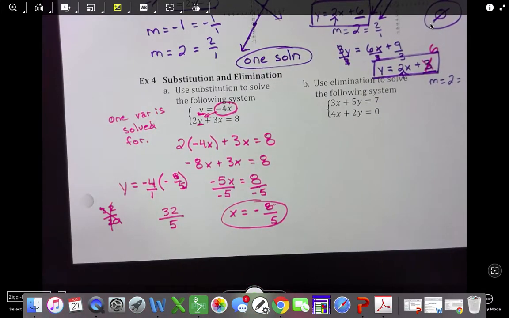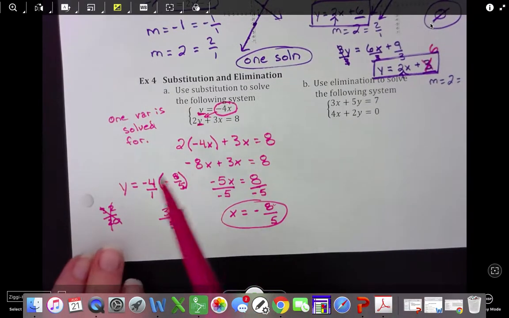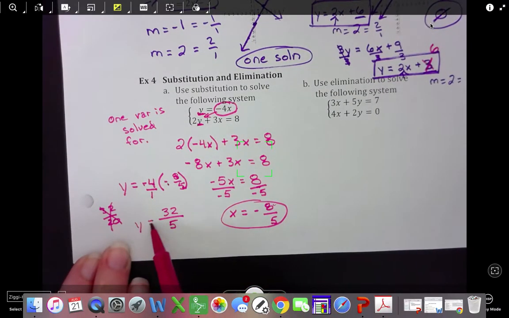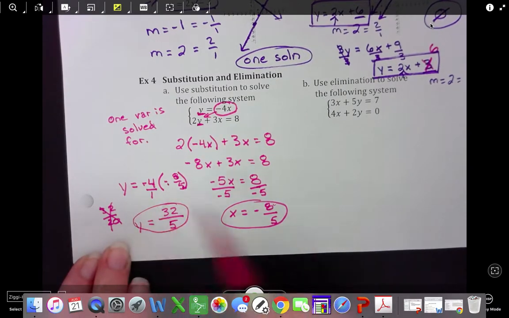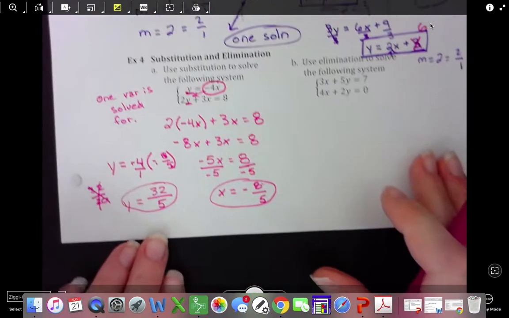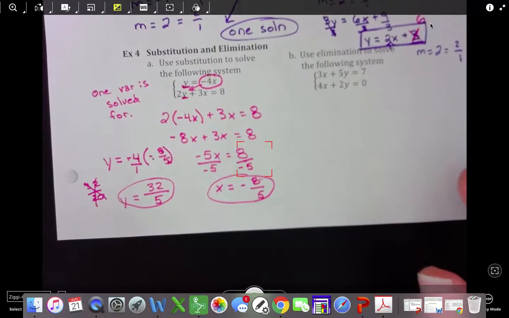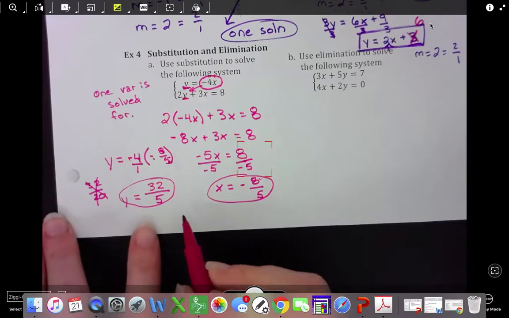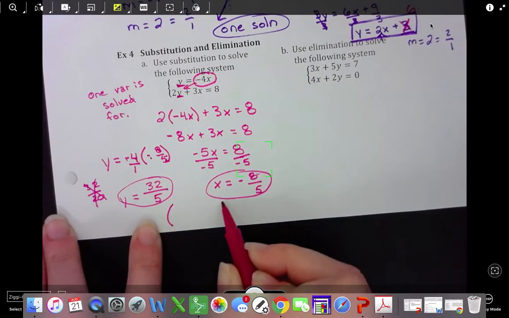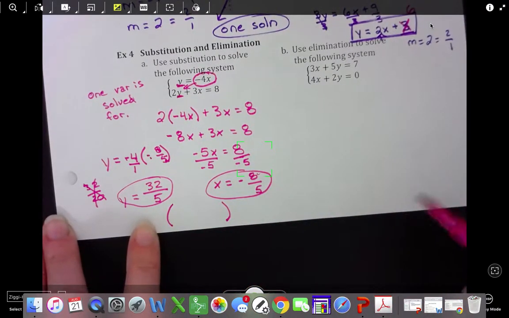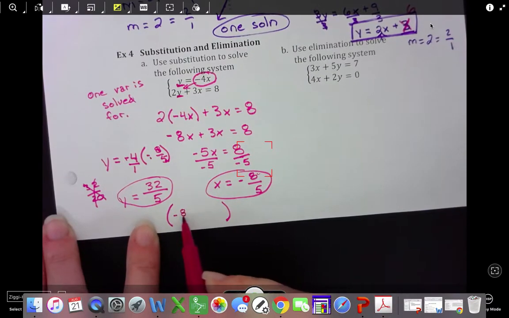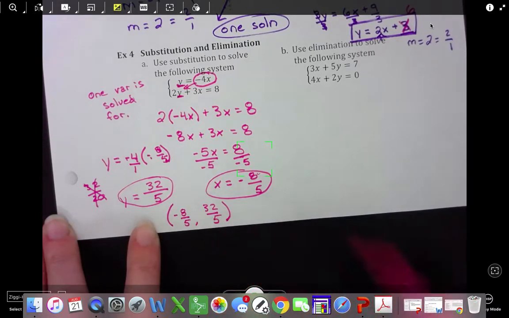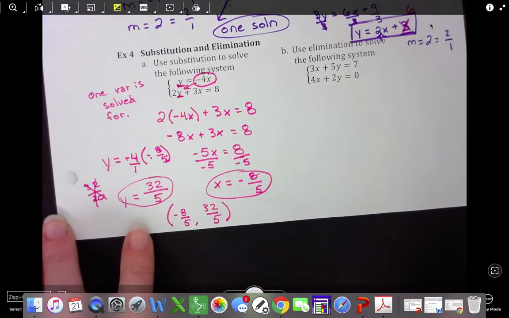Now we have to decide whether this is going to be positive or negative. I'm taking a negative times a negative, which makes a positive. So y equals positive 32 over 5. I would just leave it as 32 over 5 rather than dealing with a mixed number. You can convert that if you want to, but I'm just going to leave it. The way I like to write the answer, though, is in an ordered pair, like we do above. So it will be the point negative 8 over 5, comma, 32 over 5. And we are done. That is the answer.